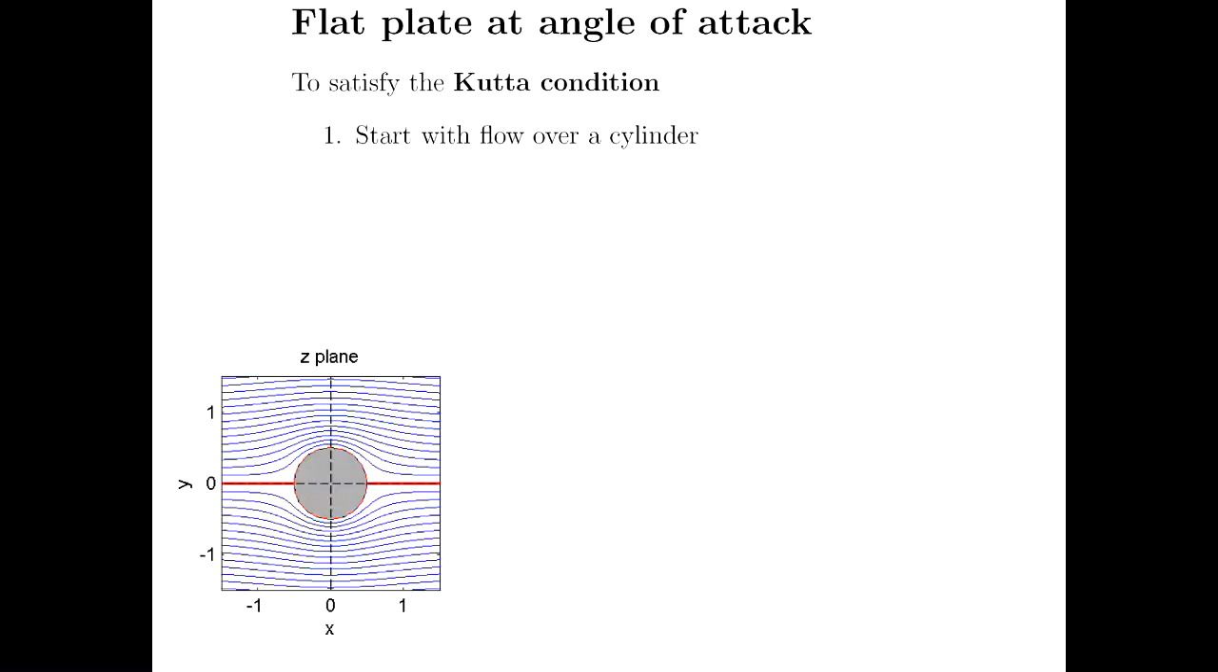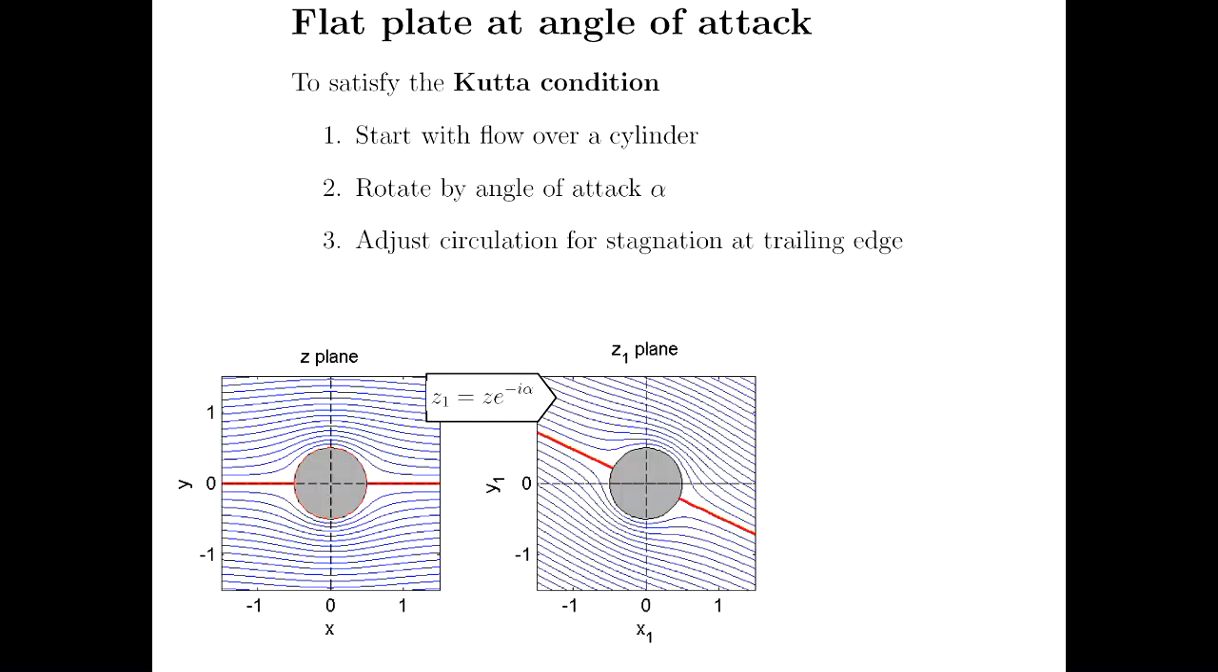So to satisfy the Kutta condition, we start off with a flow over a cylinder. We apply an angle of attack. Next, we adjust the circulation so that the stagnation point is at the trailing edge. And then we apply the Joukowski transformation.